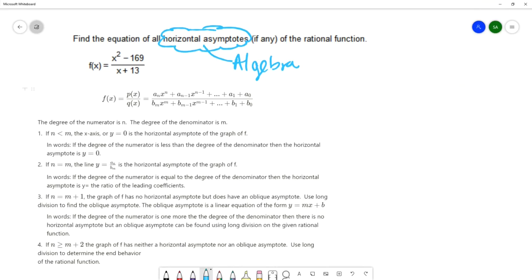So in an algebra class, what we do is we try to summarize the rules so that we can find the asymptotes by following these different scenarios. So these rules that we follow involve looking at the degree of the numerator and the degree of the denominator. So you'll notice that in all of these rules we're using n and m, and those are the degree of the numerator and the degree of the denominator.